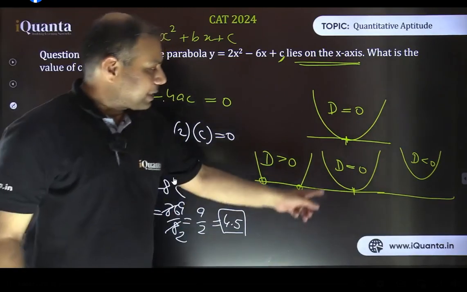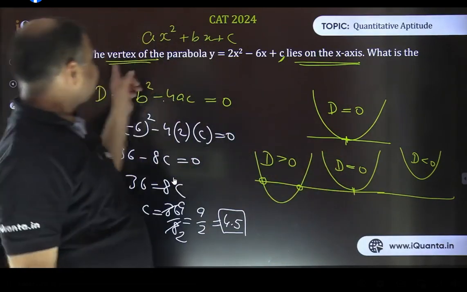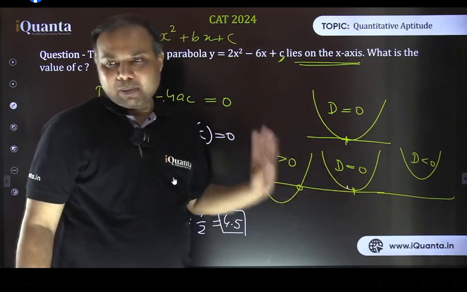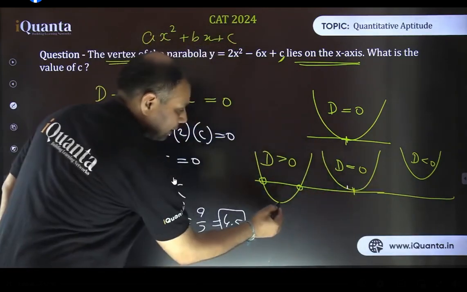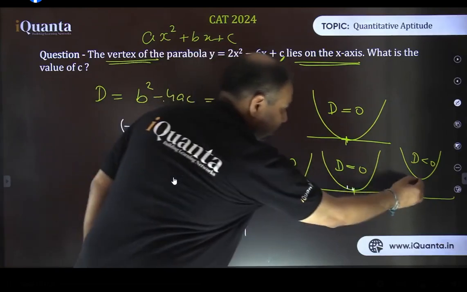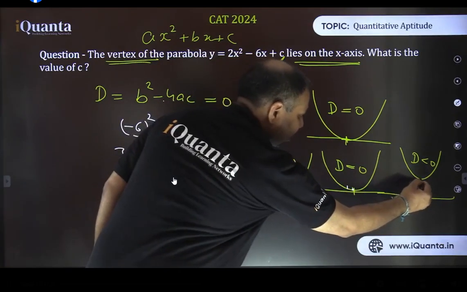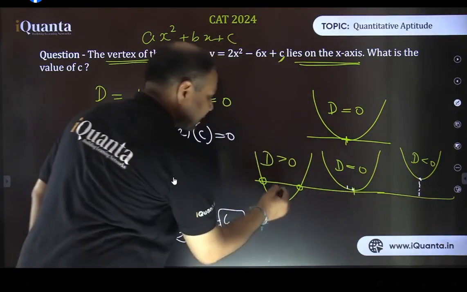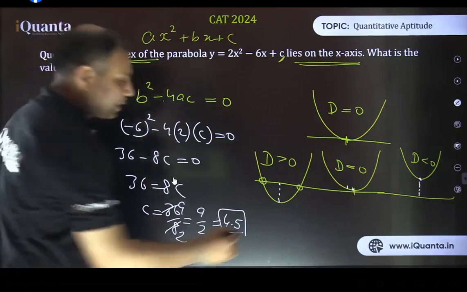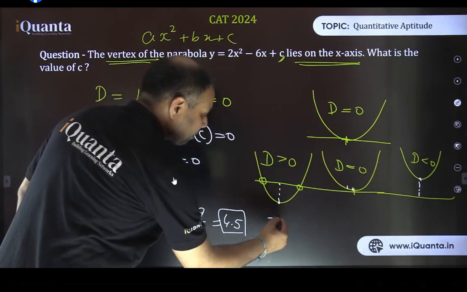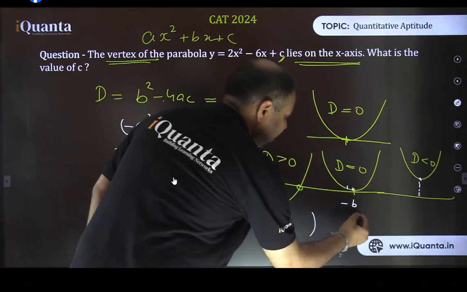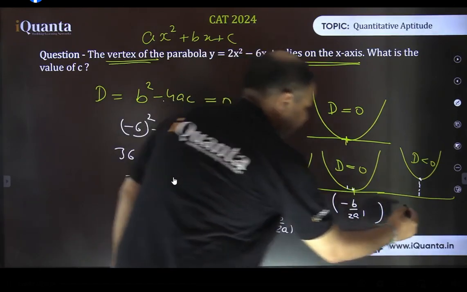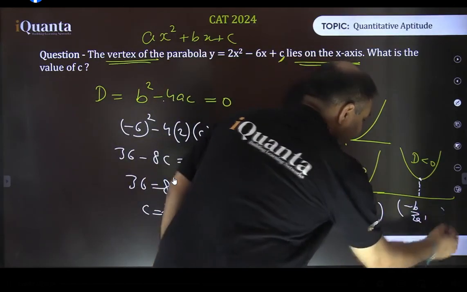We have seen that this vertex, whose x-coordinate will certainly be minus b by 2a. See, our graph may be of any of these shapes. This vertex point always has the same x-coordinate. We had just discussed that it is x equals minus b by 2a, right? So here, if I talk about this case, x is minus b by 2a. That is the x-coordinate of the vertex, always.